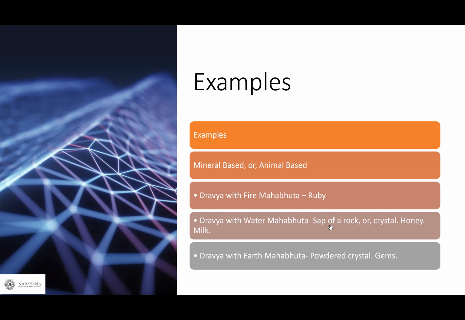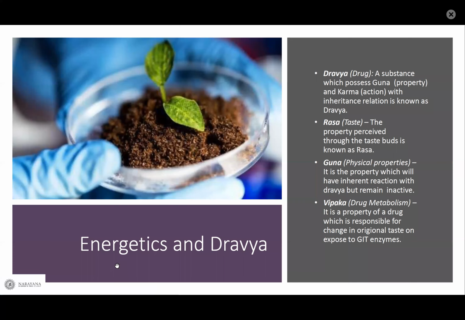Sap of rocks, crystals, honey, milk are examples of water Mahabhuta. Earth, since we are mostly talking about minerals right now, is powdered crystals and gems, which is not something we learn in counselor.